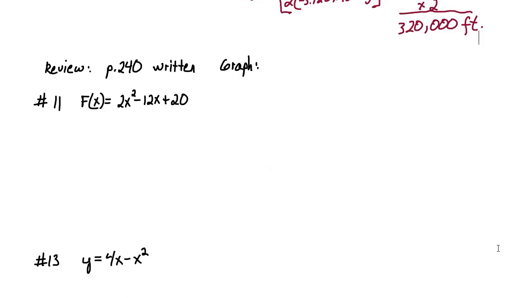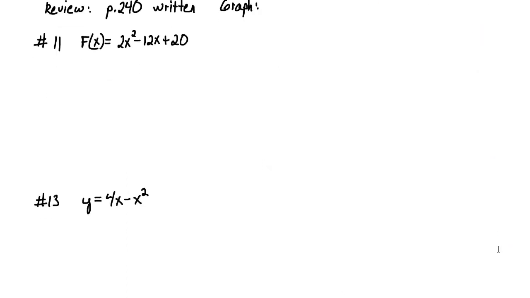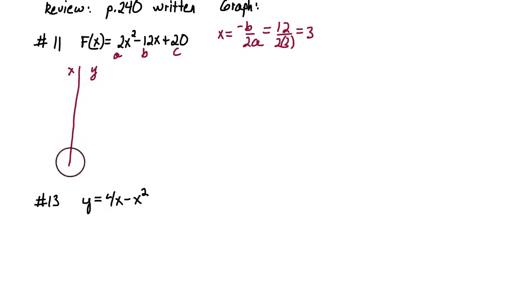For the review assignment, we're going back to page 240 where we were graphing parabolas. Number 11, this is in standard form. Here's a, b, and c. Let's figure out the x-coordinate of the vertex with the formula negative b over 2a. This becomes positive 12 over 2 times 2. And this turns out to be a 3. So when you make your xy table, the middle row of the table will be the point 3, comma, something.